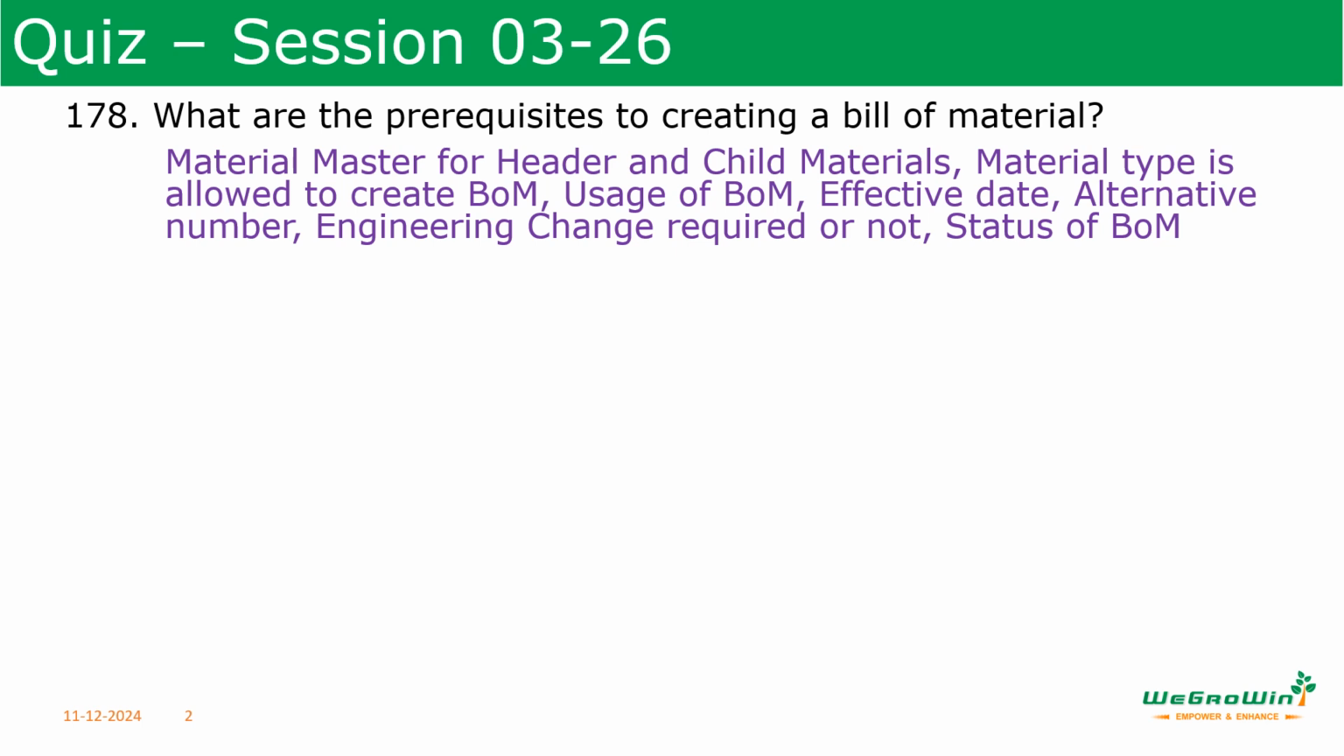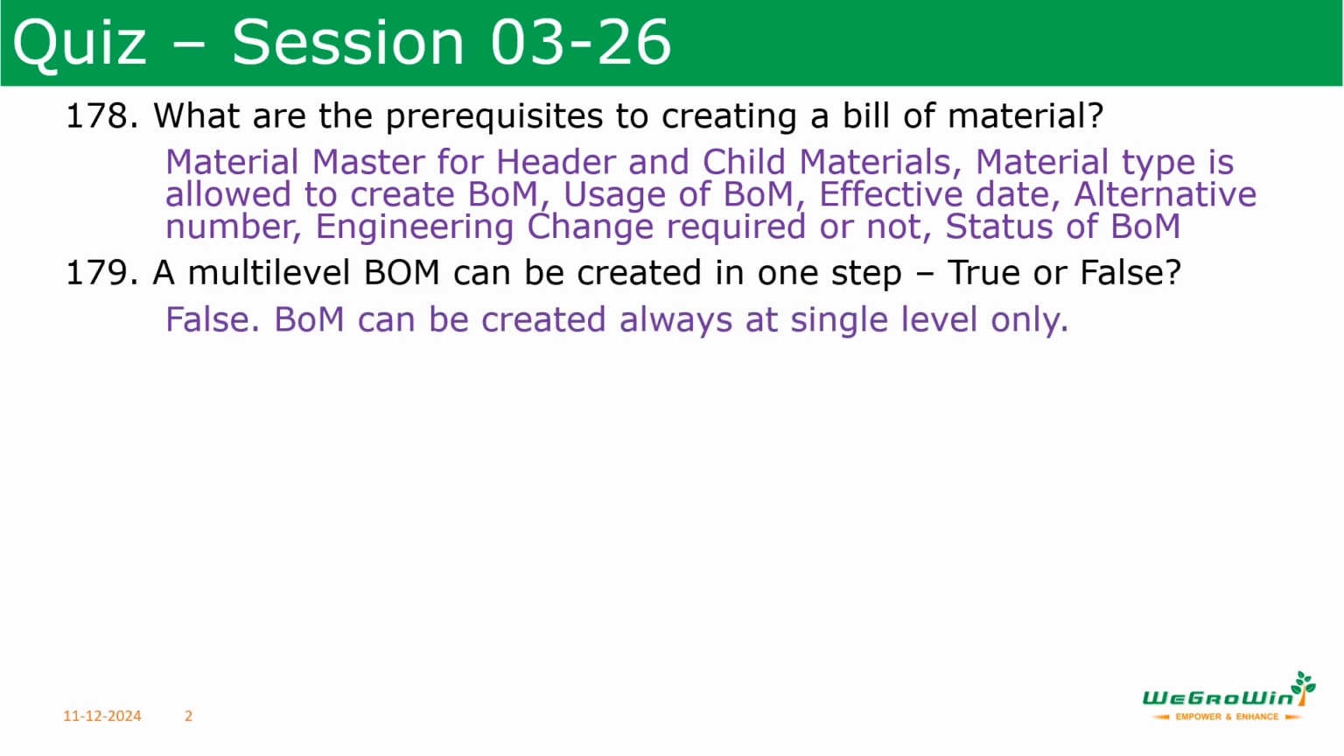What is the usage of the bill of material? I mean, whether it is for production, costing, or engineering. From which effective date, that we should know. And whether it is the first bill of material or second bill of material, like alternative. Engineering change number: the engineering change number is used to control any changes, and also what is the status, whether we should keep it active or inactive.